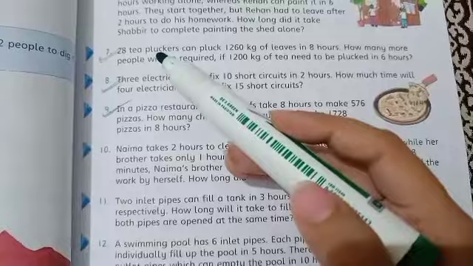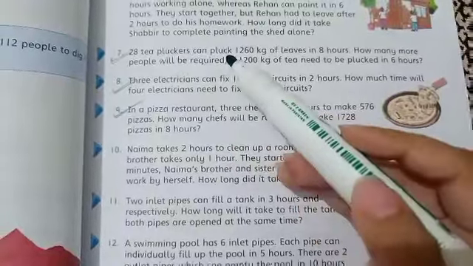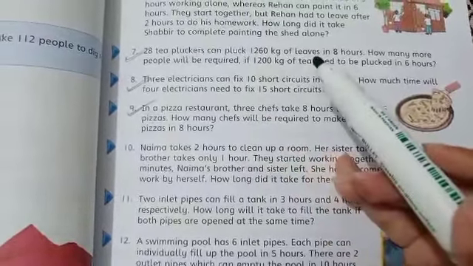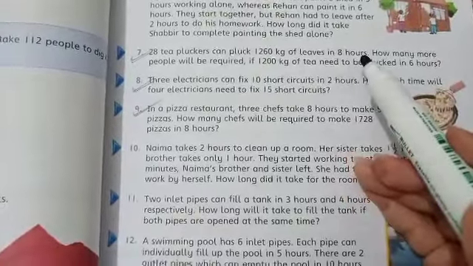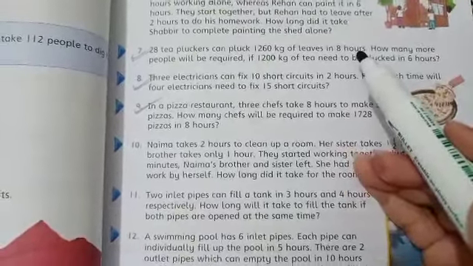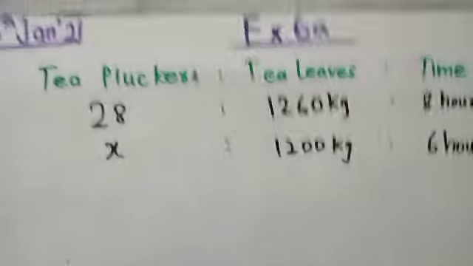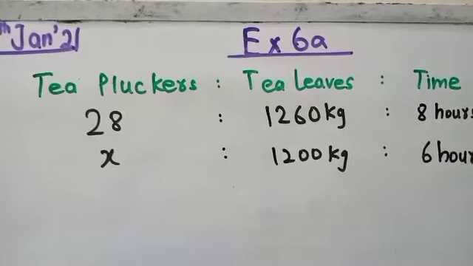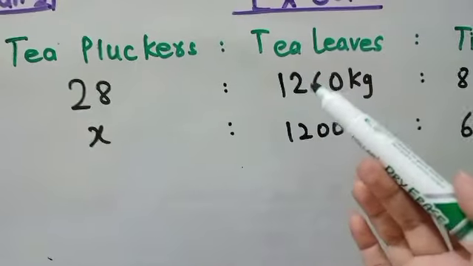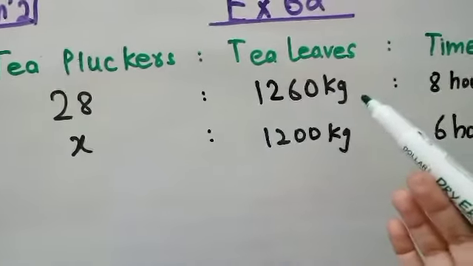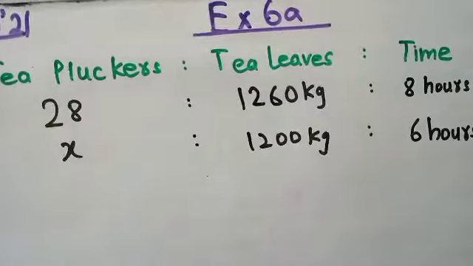It says 28 tea pluckers can pluck 1260 kg of leaves. It means tea leaves is the second term, and in 8 hours, again time is given. 3 quantities are given and you will write down in this manner. Tea pluckers is to tea leaves is to time. So 28 tea pluckers pluck 1260 kg of tea leaves in 8 hours.